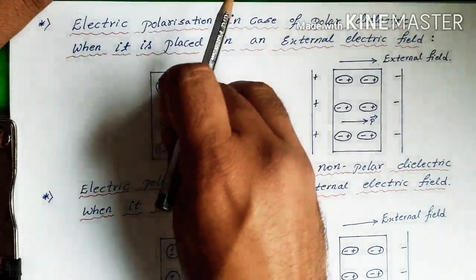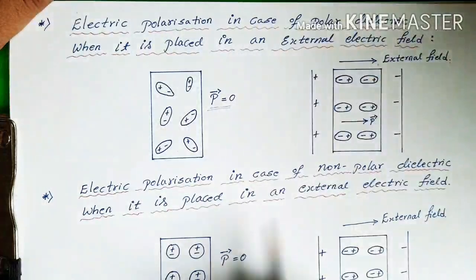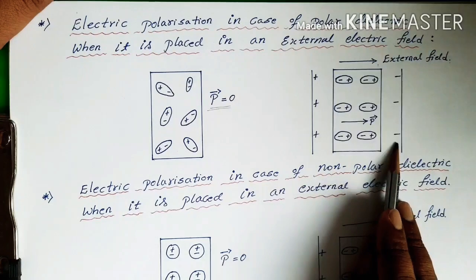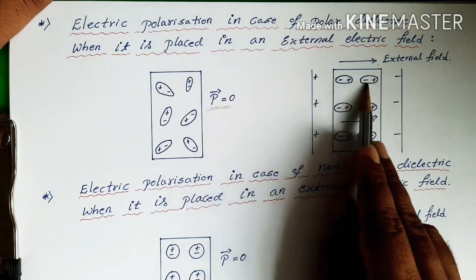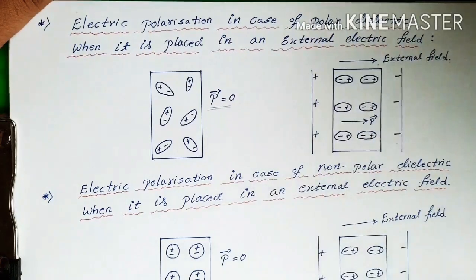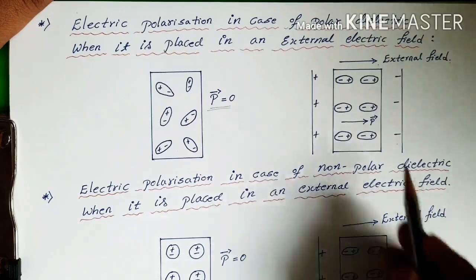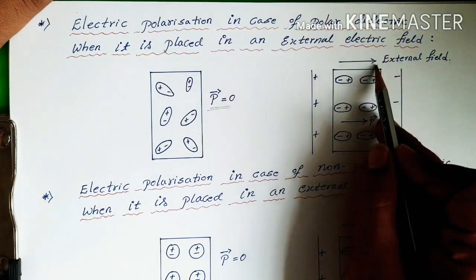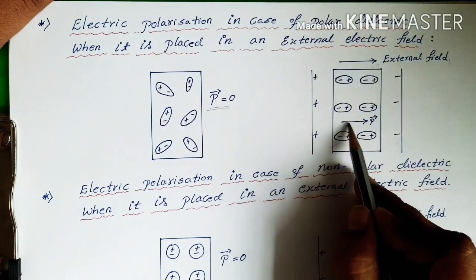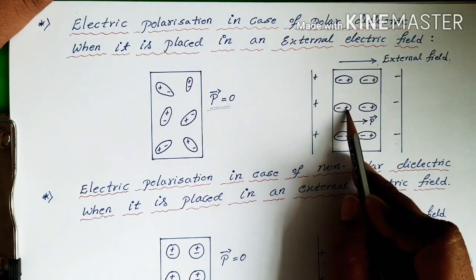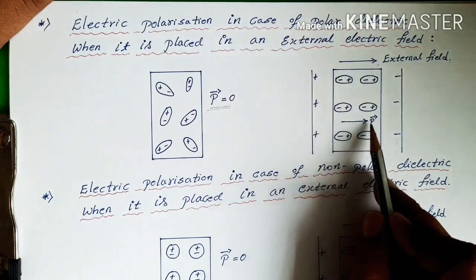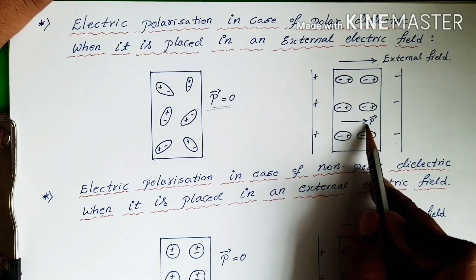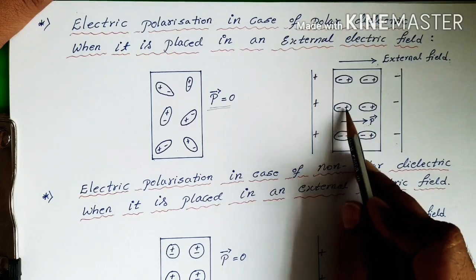When you take this material and keep it in an external electric field, you can observe the change here. The dipole moment is developed. When the external field is applied, the dipoles align along the field direction. Observe the field direction, from positive charge to negative charge. The dipole moment also gets aligned like that. Negative charge to positive charge is the direction of dipole moment. We know this, right? The dipole moment direction is negative to positive.